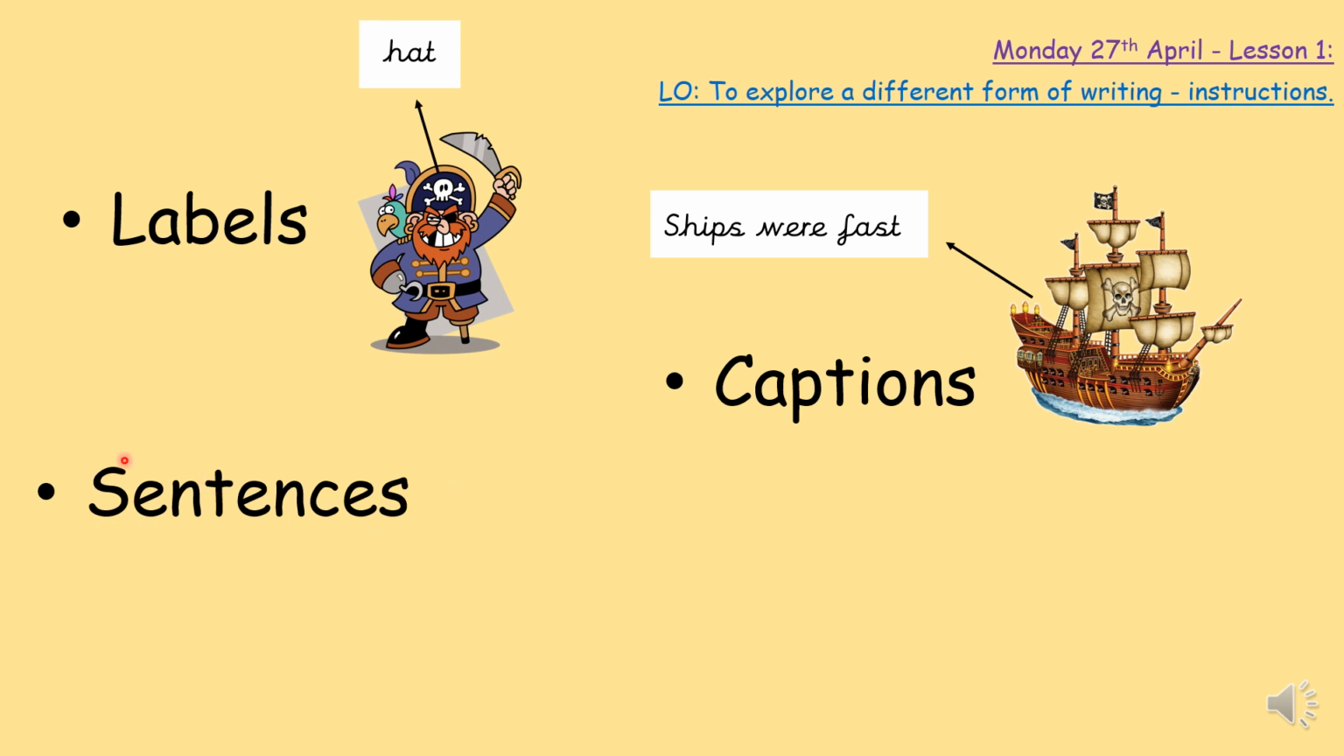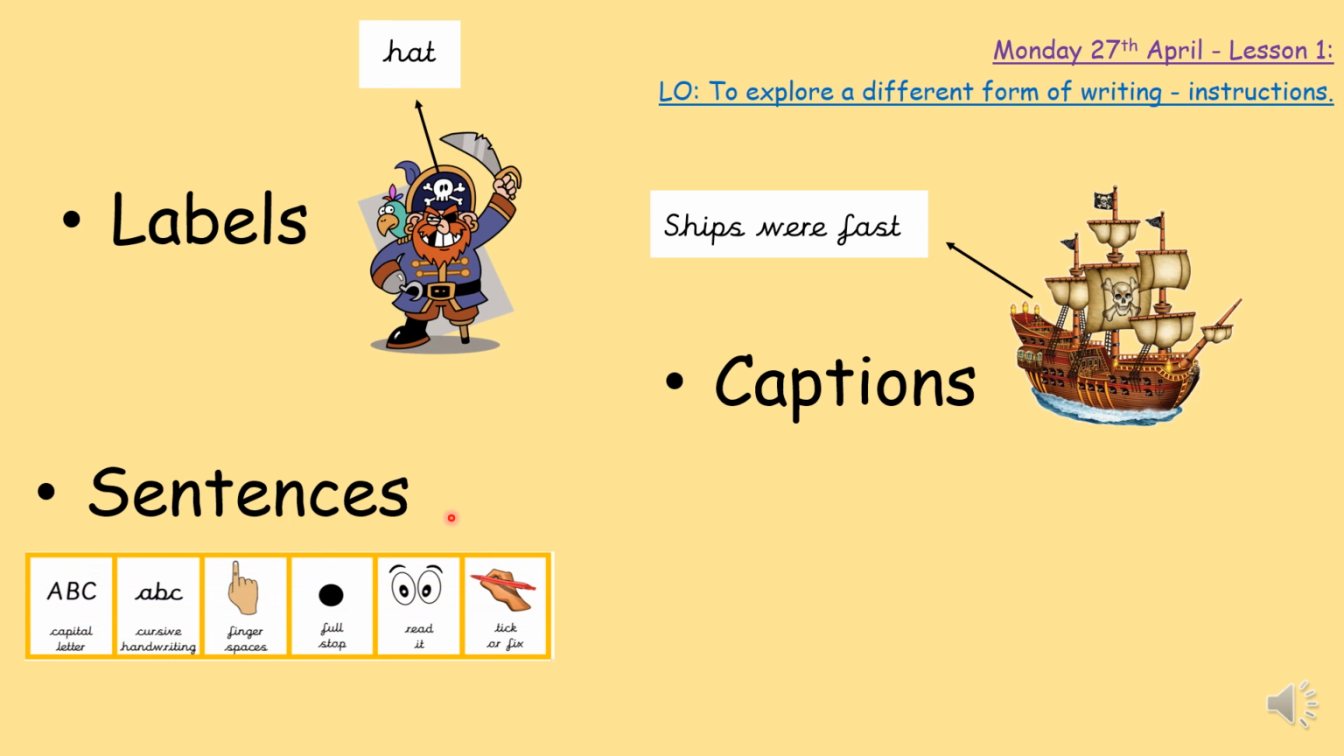And then we've written lots and lots of sentences. Okay, so that's one form of writing that we do a lot, is sentences. And sentences are where we use a capital letter at the beginning, we use our neat handwriting, our finger spaces in between each word, a full stop at the end. We read back our writing and we use our phonics to help us with our words, and we tick or fix it at the end. So we often go back and edit just to make sure that everything in that sentence is correct.